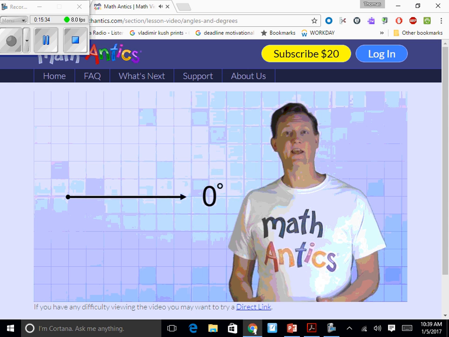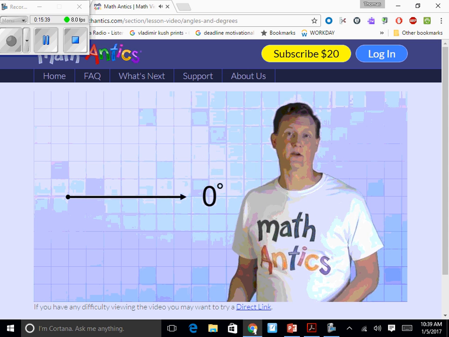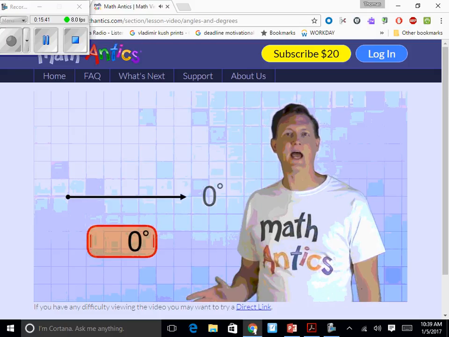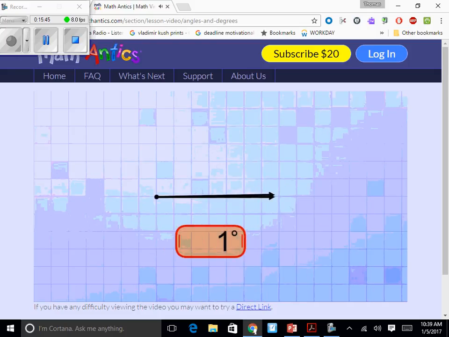This special readout here will tell us how many degrees our angle measures. Now let's start out slow. 1 degree, 2, 3, 4, 5, 6, 7, 8, 9, and 10. Now let's hold it there for a second. So this is what 10 degrees looks like.